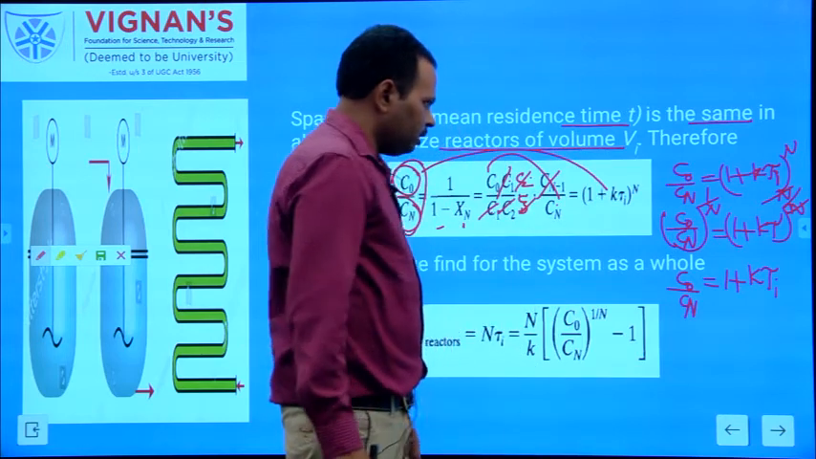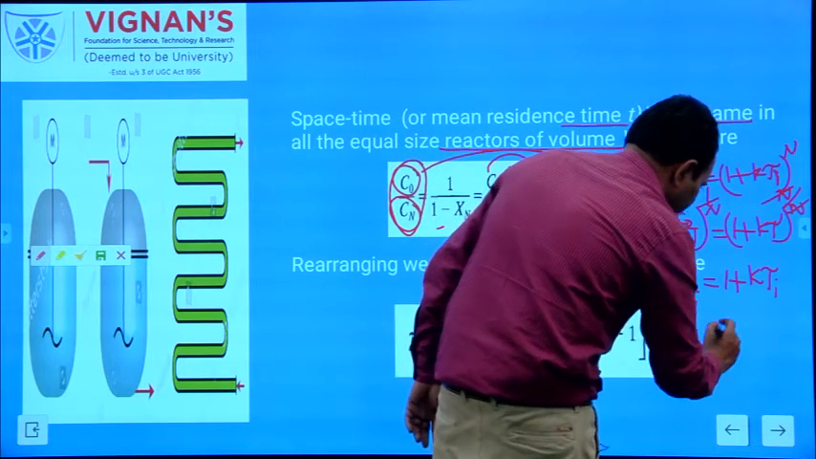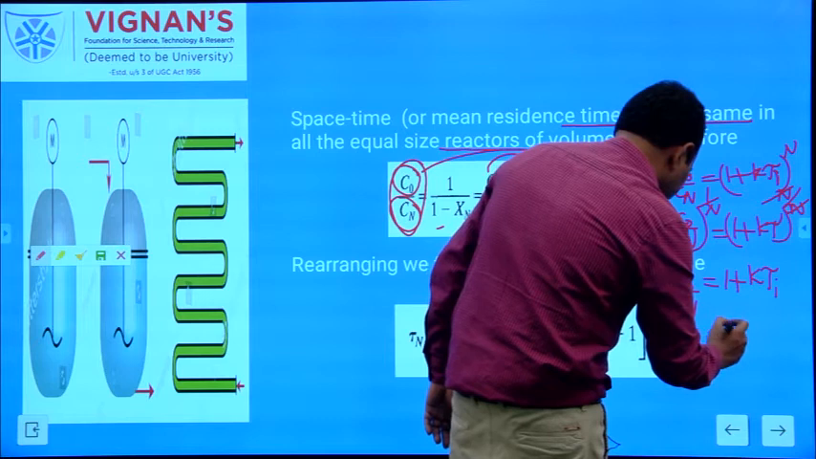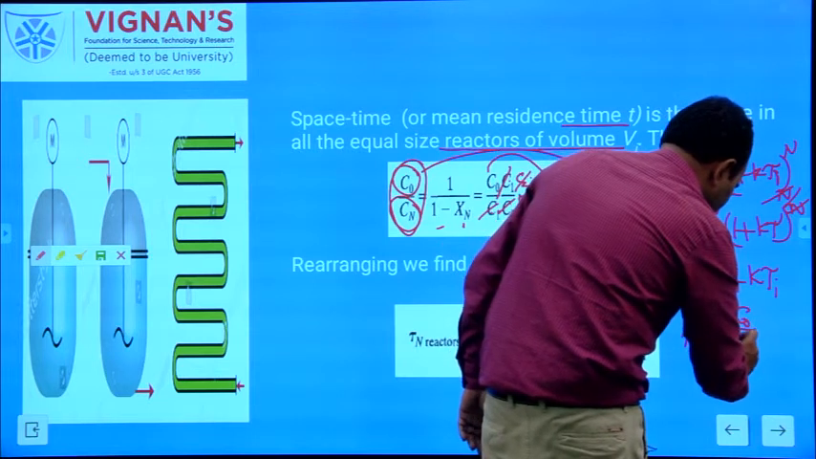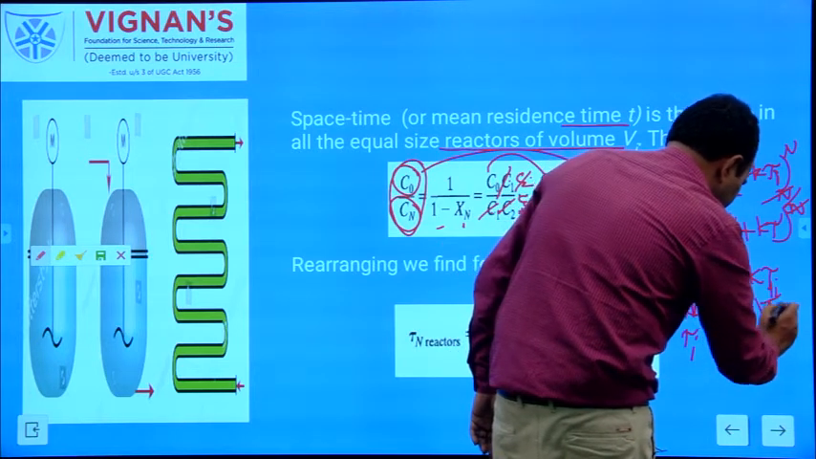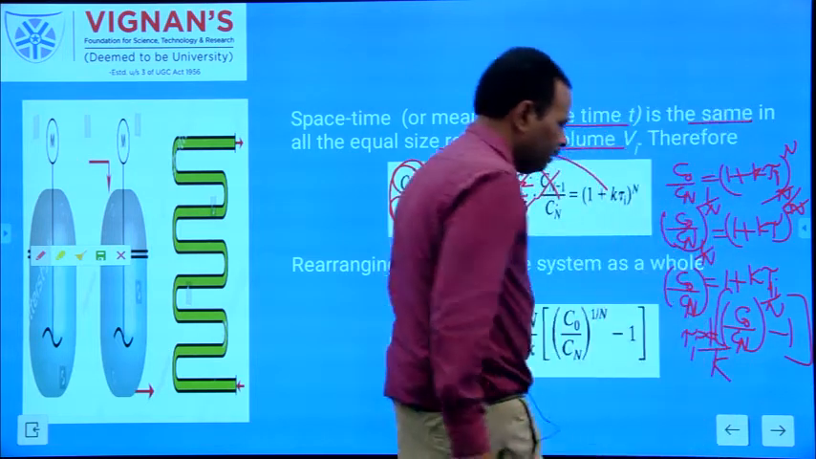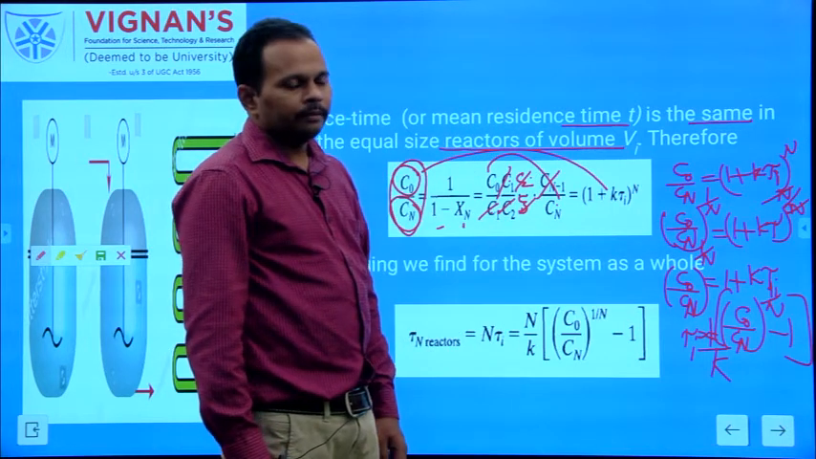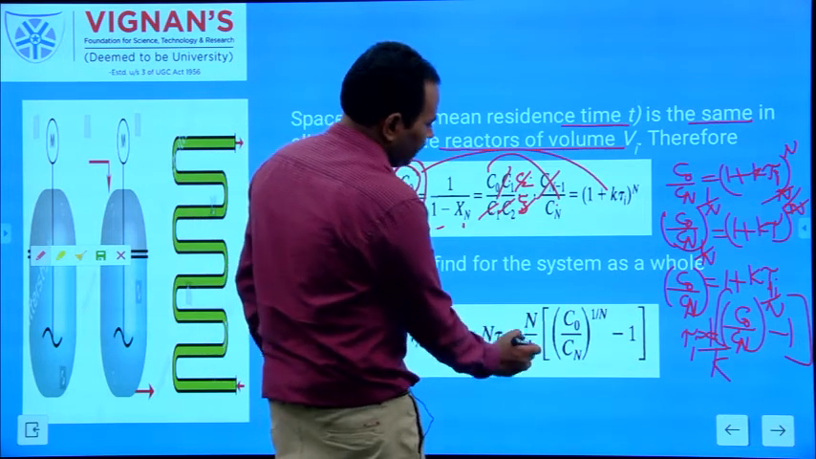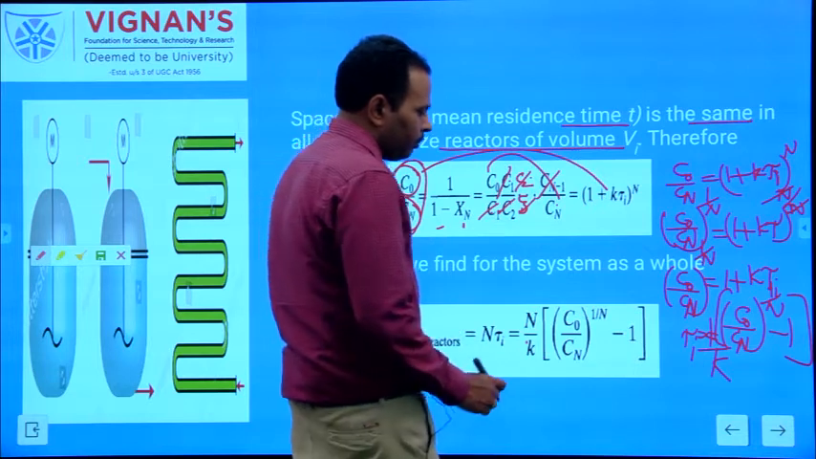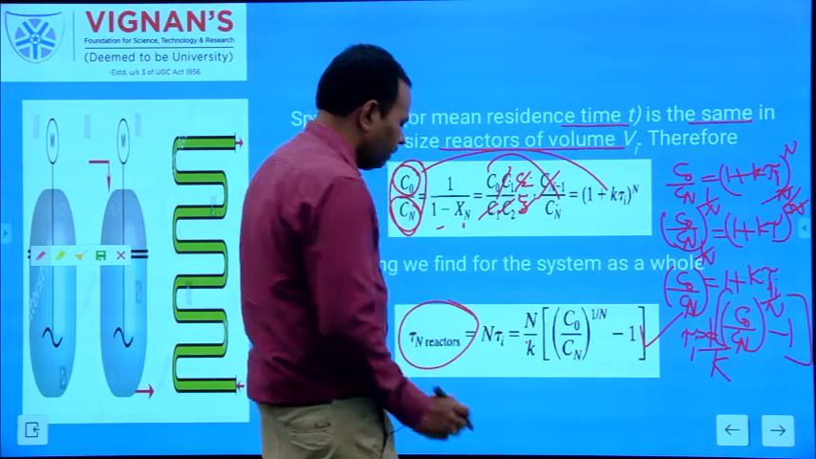So from this one, you can obtain tau y is equal to, this already power is there now, 1 by n, C0 by Cn to the power of 1 by n minus 1 divided by k. Before that you can have 1 by k. This is for one reactor, that is tau y. If you want to have for n reactors, multiply with n into tau y is equal to n by k into C0 by Cn to the power of 1 by n, to the power of minus 1. So this is the tau value when n reactors are in series.